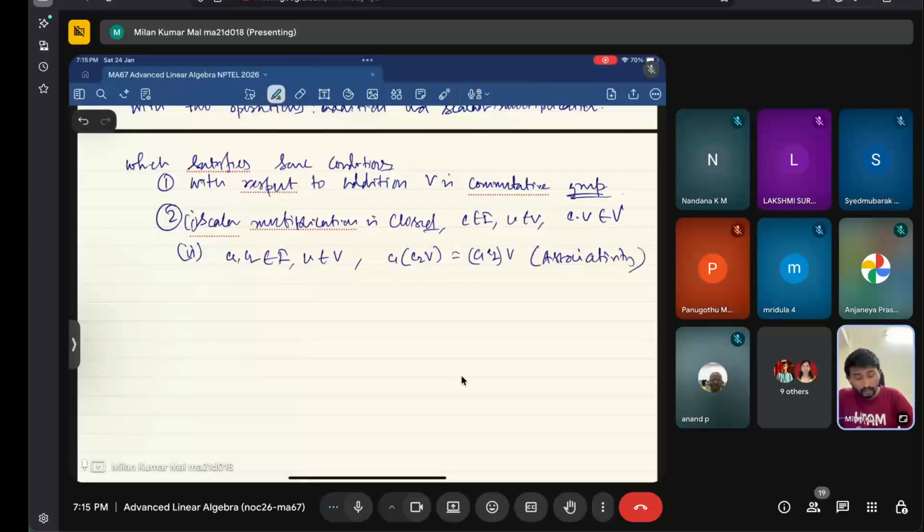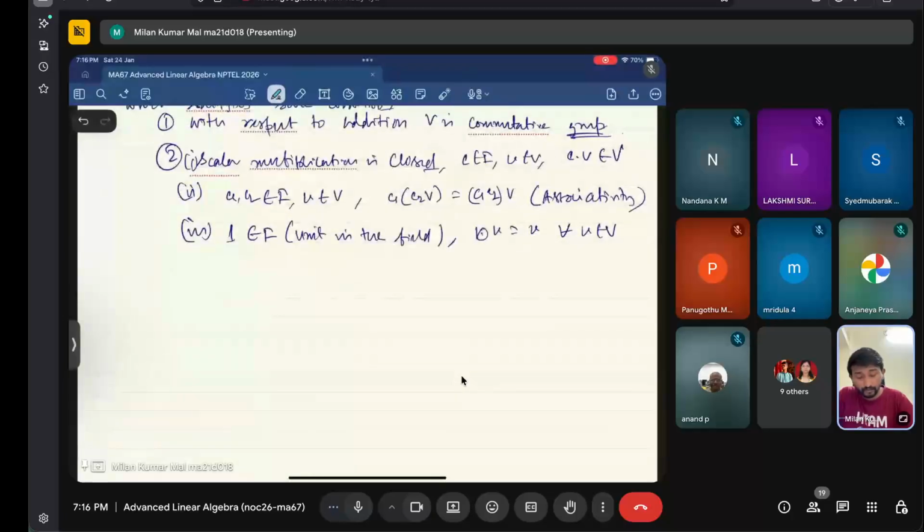Third, there exists an element 1, the unit element in the field F. These are there, which I will not discuss. 1 dot v has to be v for all v in V. This is the scalar multiple. When I write dot, that means scalar multiple. When I write addition, that is the addition on V. And the fourth is that it has to be distributive, with c from the field and v from the capital V.